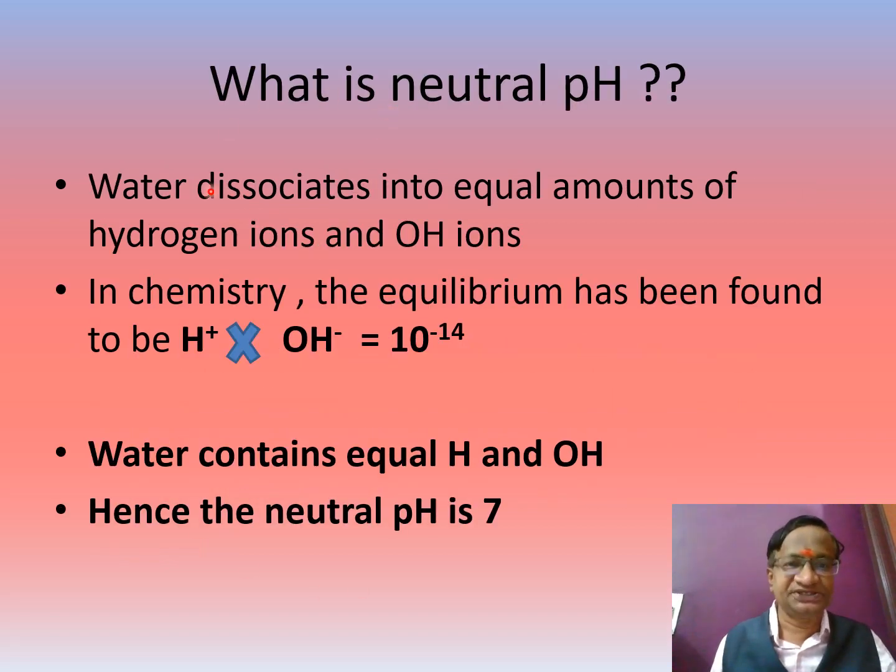What is the neutral pH? Water dissociates into equal amounts of hydrogen and hydroxyl ions. In chemistry, the product is 10 power minus 14, so 10 power minus 7 each. The neutral pH is the negative logarithm of 10 power minus 7, which becomes 7.